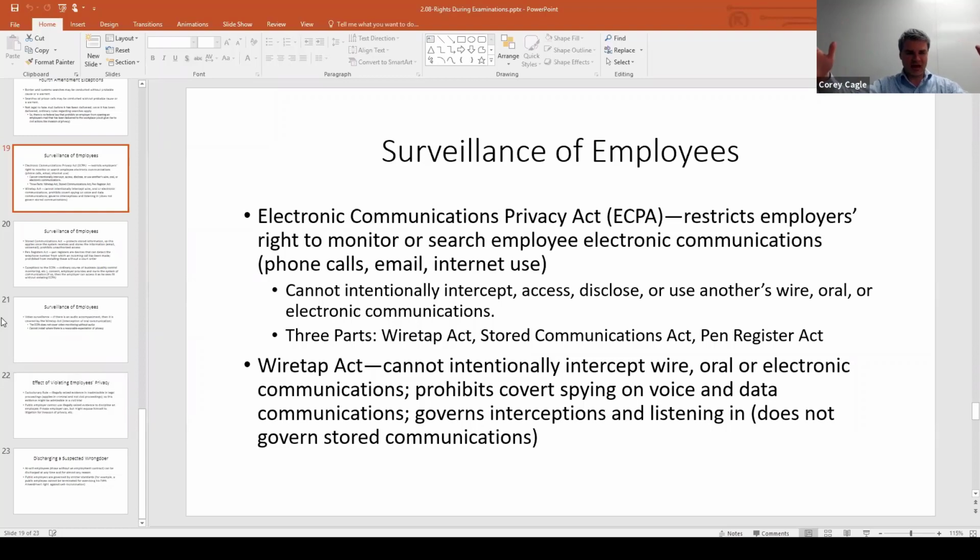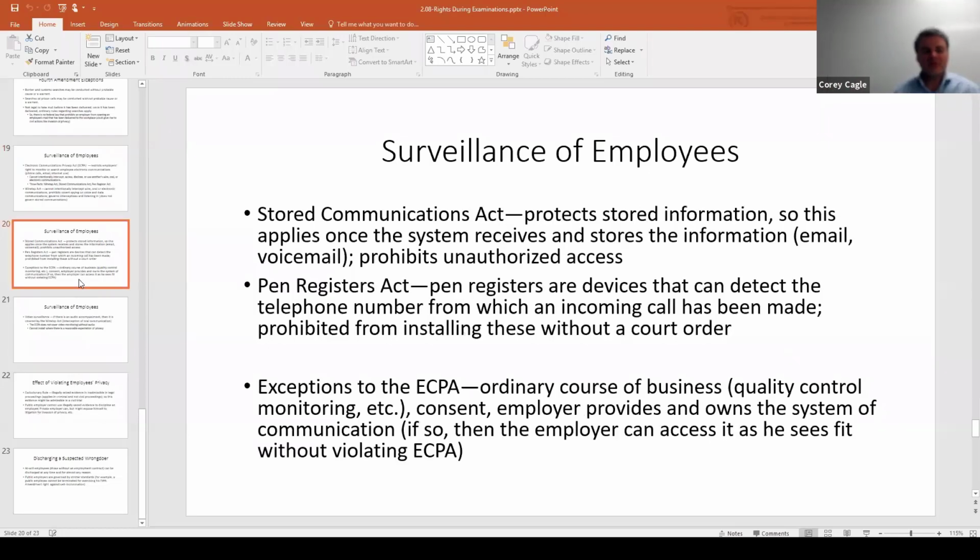So two different acts protect the same thing, but in different stages of it going from one place to the other, right? So the Wiretap Act would prohibit spying on voice and data communications and listening in and things like that. It has nothing to do with things that are already stored. That is covered under the Stored Communications Act. So that protects stored information once the system receives it and stores it. Email would be an example, voicemail would be an example. You're not able to access that without authorization.